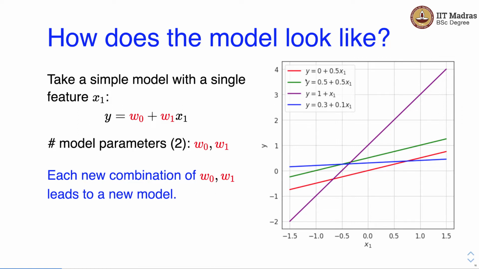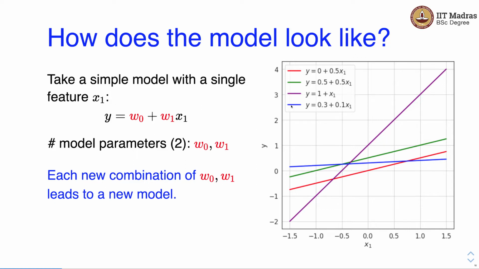You can see that this particular red line and green line are parallel to each other. They only differ in the intercept, but the slopes are the same, or the value of w1 is the same, and that's why they are parallel lines. Now we have another model where we change the value of w0 to 1 and w1 also to 1, so we get a line at 45 degrees.